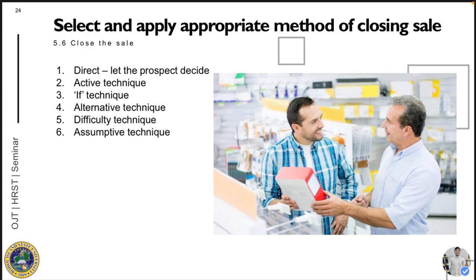Alternative. Note the alternative technique and the if element of the difficulty technique are very effective when you use them together. You have a combination. The alternative technique offers the prospect a choice by presenting an alternative way of leading them to a decision which closes the sale. You give choices to the guest or the customer.